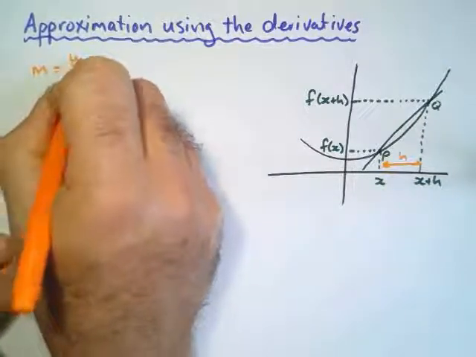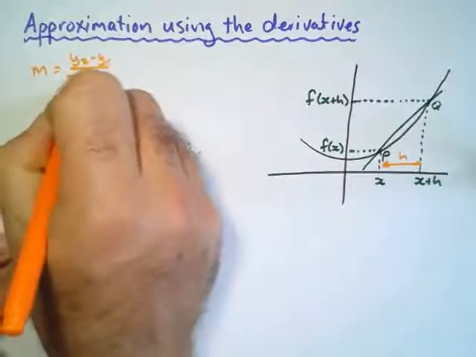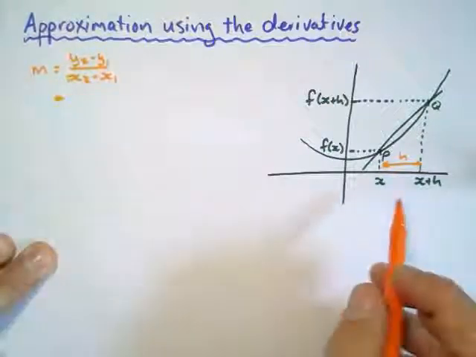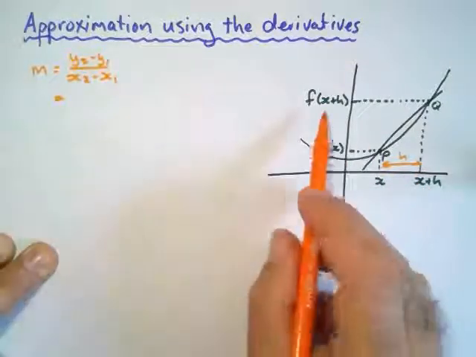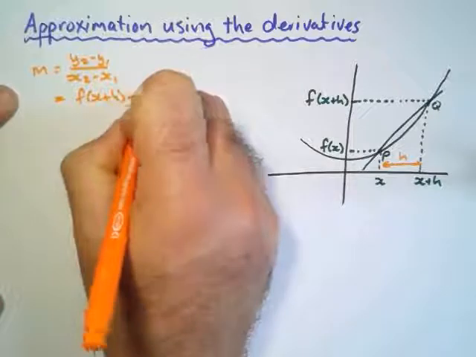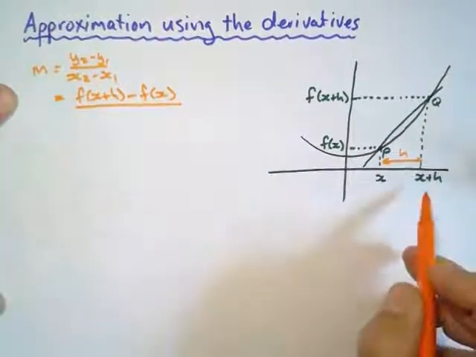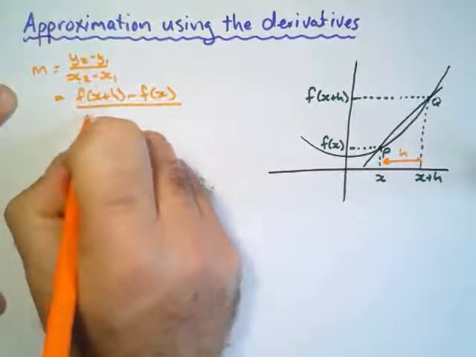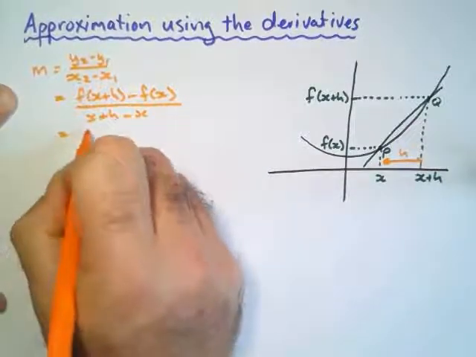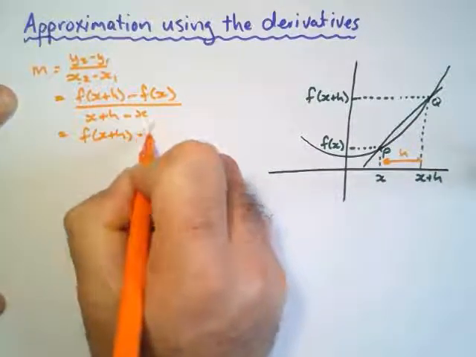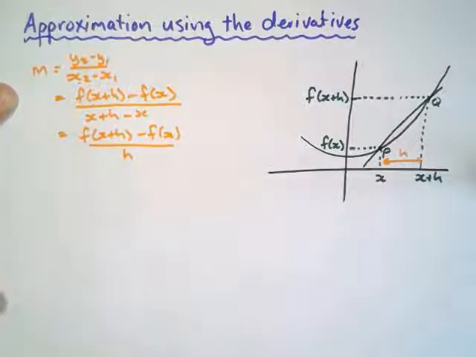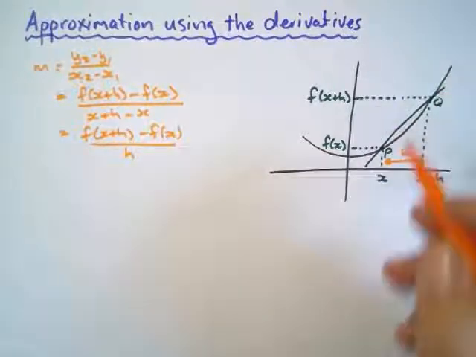And I said then that the gradient at any point equals the change in y, so y2 minus y1 over x2 minus x1. We said that. Right, and from there we said then, well, y2 is f(x plus h), and what we got then is f(x plus h) minus f(x) divided by x plus h, my x2 value, take away x. And that was our gradient between the two lines, which gives us h. So that was the gradient of this green line.